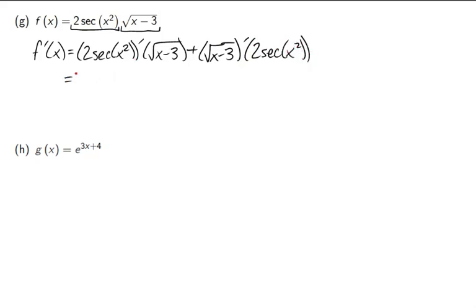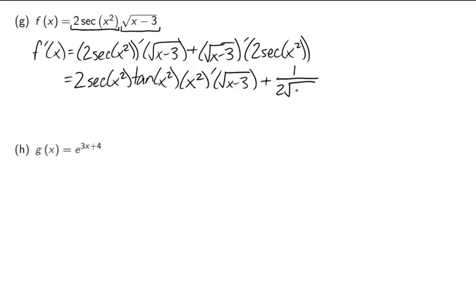For this one, the 2 stays in front. My function is secant u, if you will. But secant u has derivative secant u tangent u times the derivative of the inside times the square root of x minus 3. The outside function is the square root of u. So the derivative of the square root of u is 1 over 2 times the square root of u times the derivative of the inside. And then we've still got this 2 secant x squared floating around.